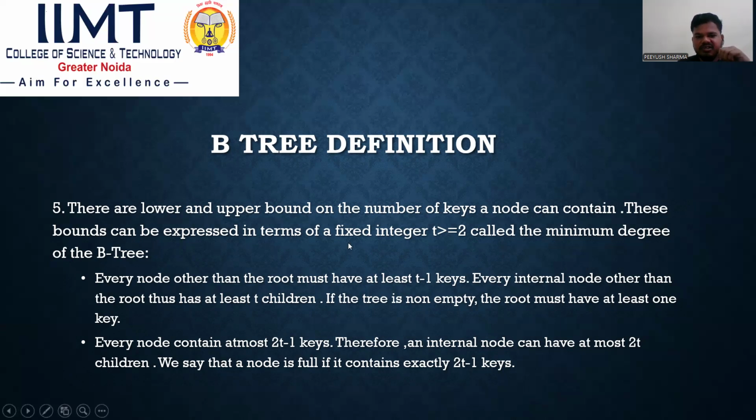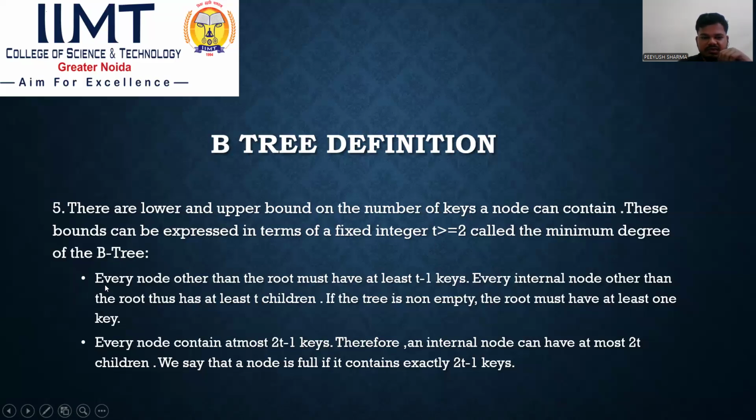These bounds can be expressed in terms of a fixed integer t, which should be greater than or equal to 2, right? The lower bound and upper bound we are representing here are tied to this integer t. T should not be 1 or 0. T should always be greater than or equal to 2, and this t is called the minimum degree of the B-tree. T is the degree, right? And 2 is the minimum degree of a B-tree.